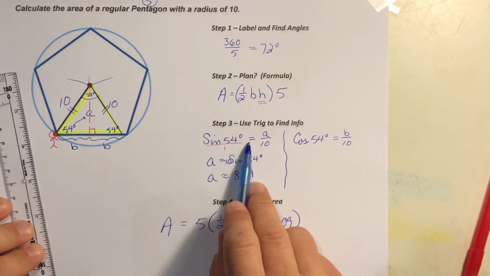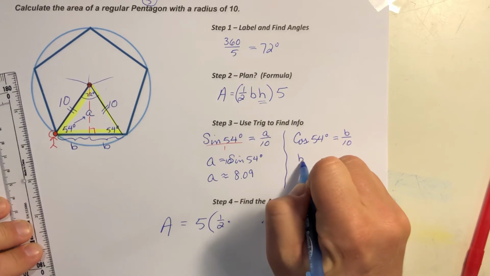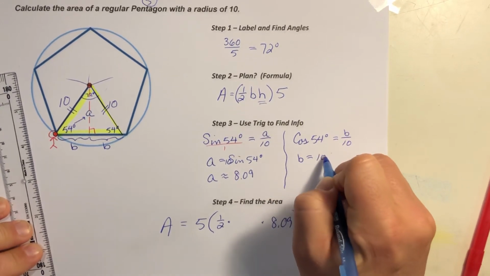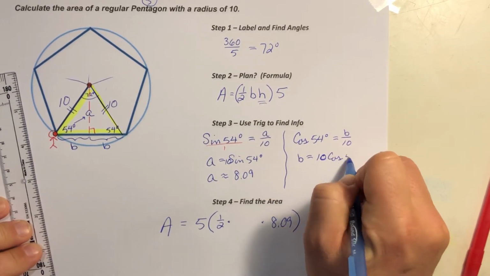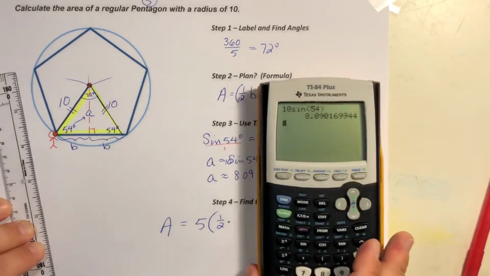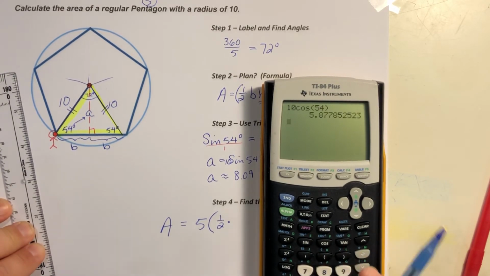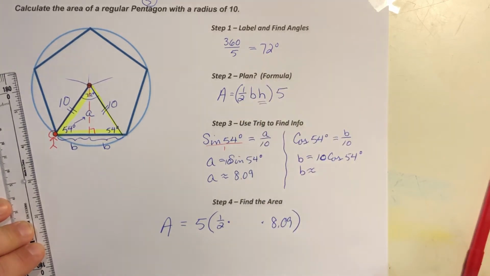Looks similar to this one, right? But it's cosine instead now. So I'm going to cross multiply again. That's going to give me B equals 10 cosine 54 degrees. Now I'm going to grab my calculator. Okay, I'll clear that out. 10 cosine 54 degrees. That's going to give me about, I'm going to call it, 5.88.